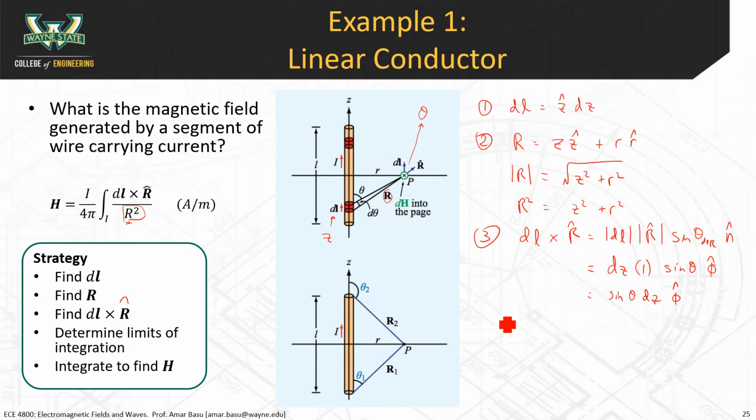The fourth part, our limits of integration. We are going to be integrating from the bottom of the conductor to the top. So our z is going to go from negative L over 2 to L over 2. And then the final step is that we'd actually have to integrate.